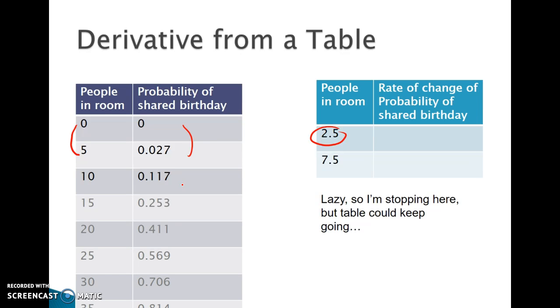So we're going to use the midpoint and say, okay, if you have 2.5 people in the room, the rate of change of the probability of the shared birthday would be 0.027 minus 0 divided by 5, whatever that is. And that's going to be the rate of change of the probability of the birthday. And so on. You could do the same thing for 7.5. You're just doing the slope formula between 2 points to figure out the rate in a table. Since this is a function, I just want to really emphasize that it can be expressed in a table form.